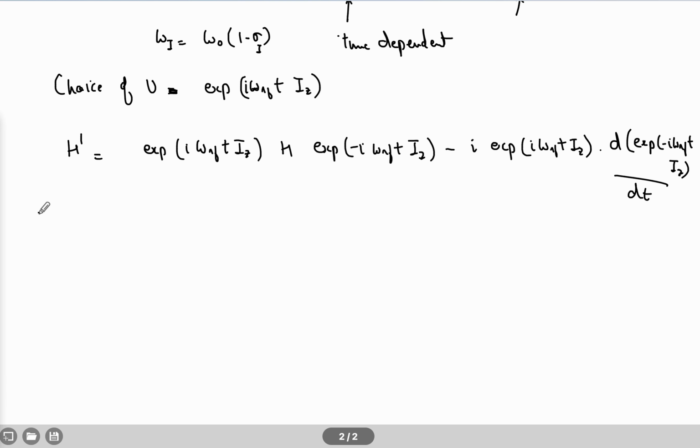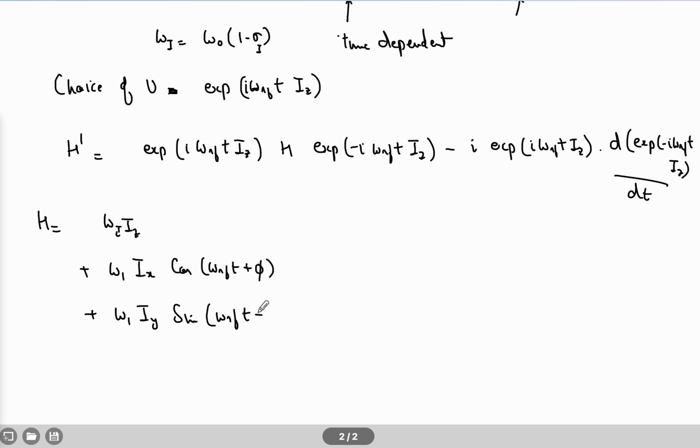Okay, now what are the different parts of H? H will have, as we have learned, omega_I Iz. The second part is omega_1 Ix cos(omega_RF t plus phi), and the third part is omega_1 Iy sine(omega_RF t plus phi), right? And of course the last part will be this term.